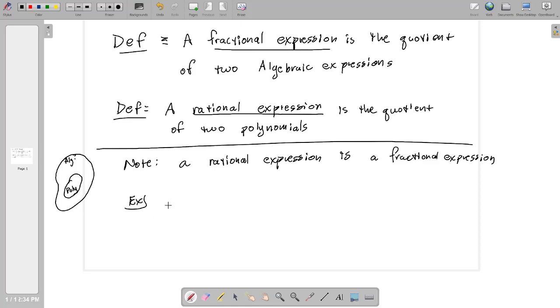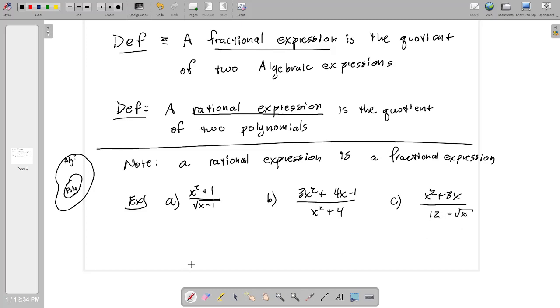Example, start with A, x squared plus 1 over the square root of x minus 1. B, 3x squared plus 4x minus 1 over x squared plus 4. C, x squared plus 3x divided by 12 minus square root of x. And D, 1 over x squared. So we need to figure out which of these are rational expressions and which of these are fractional expressions.